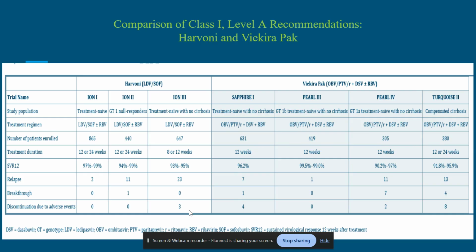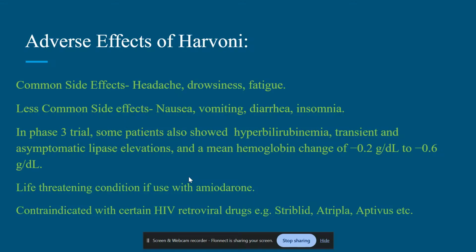So, when selecting a treatment regimen, consider efficacy, safety, patient adherence potential, and specific clinical scenarios to optimize the outcome. For all this, for good toleration, less relapse, and more SVR, we recommend Harvoni. Now we will move on to the adverse effects of Harvoni.